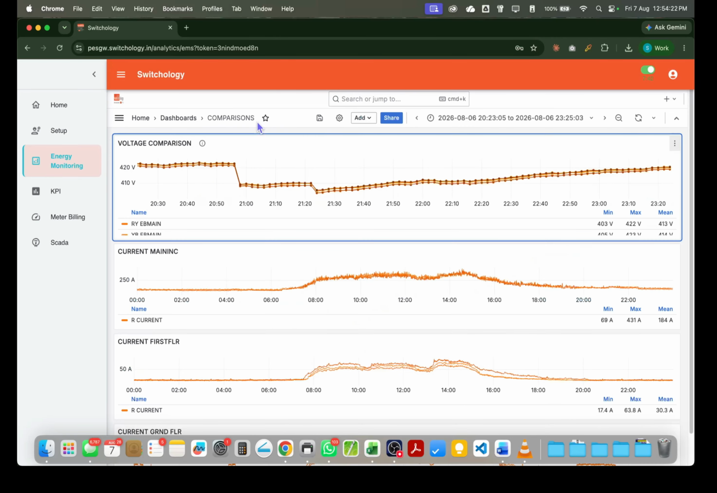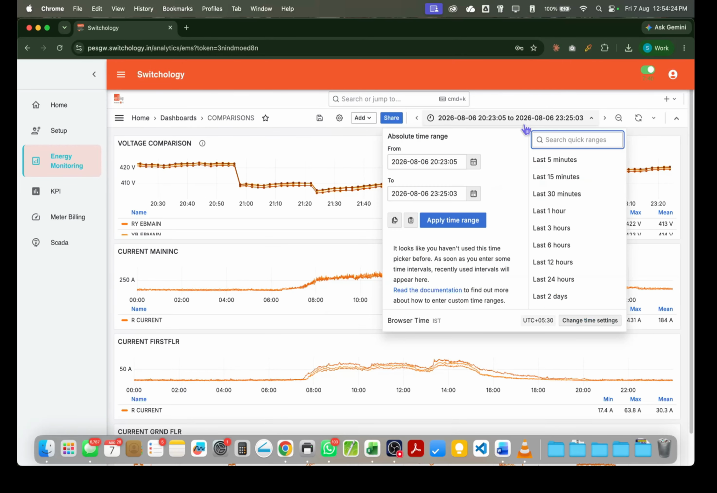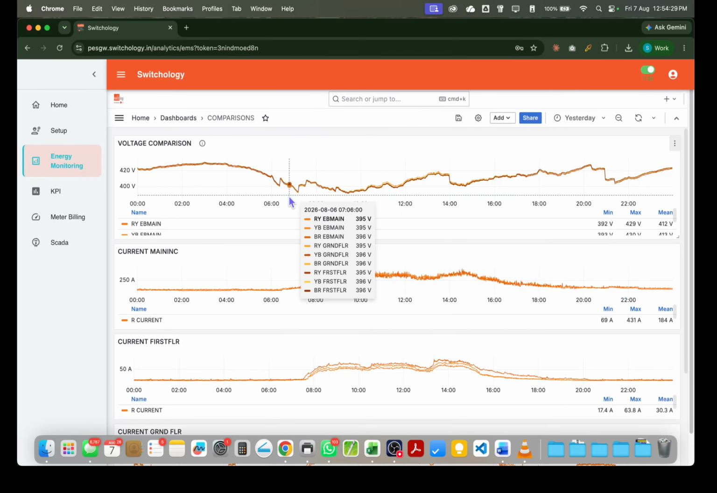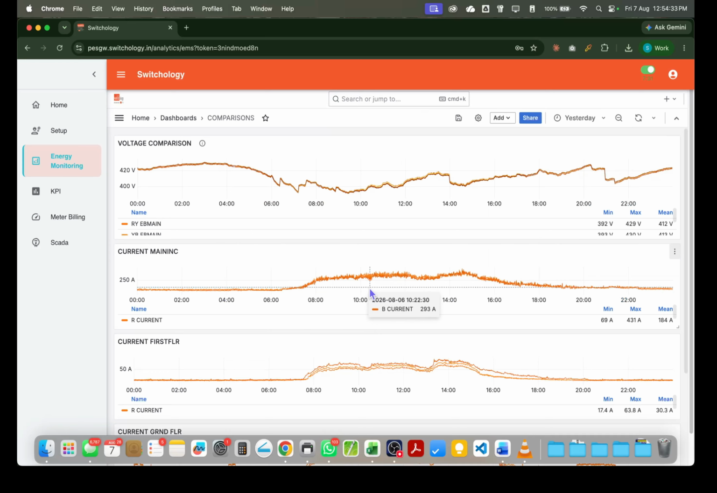So now let's go back to what we were doing. If I look at this chart for yesterday, this is the voltage comparison and this is the current for the main incomer. So this is the current for the entire building.